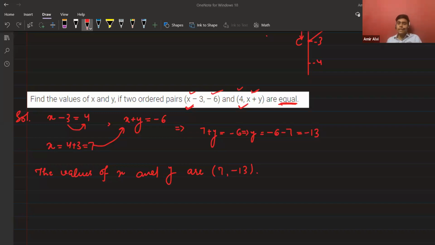Yes, it's easy. It's a new concept, you can say. Basically, this is the type of question you can get in the school exam as well. It's not in NCERT. This is not an NCERT concept, but I thought if you are taking standard, this question can be there as well. You just have to equate the coordinates of each pair.